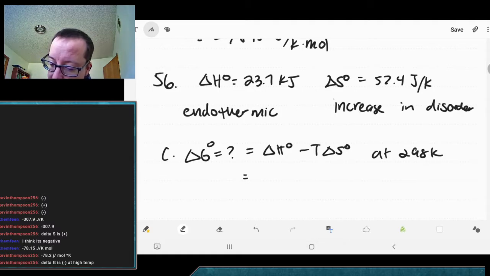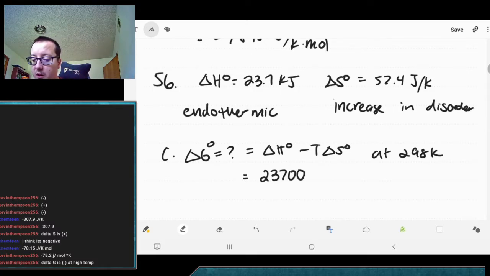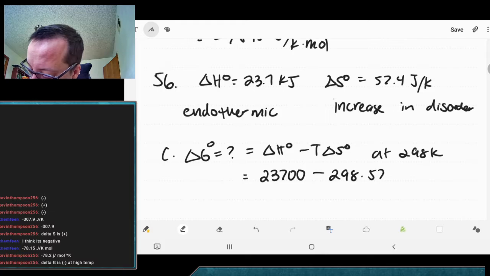And so that's going to be 23,700. Remember, we're going to want to have everything in the correct units here. So we should put them all in joules per mole or kilojoules per mole, either way. I'm just going to put it in joules for now, so we'll see what we get. Minus 298 times 52.4.